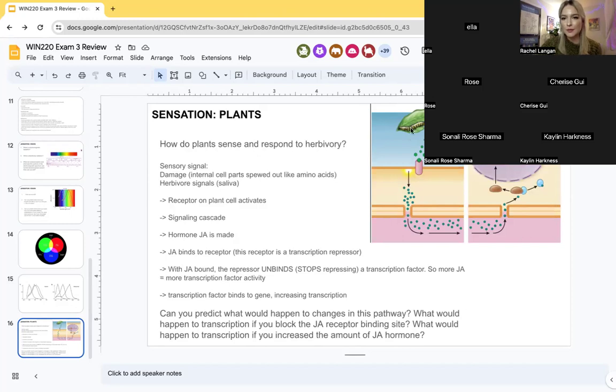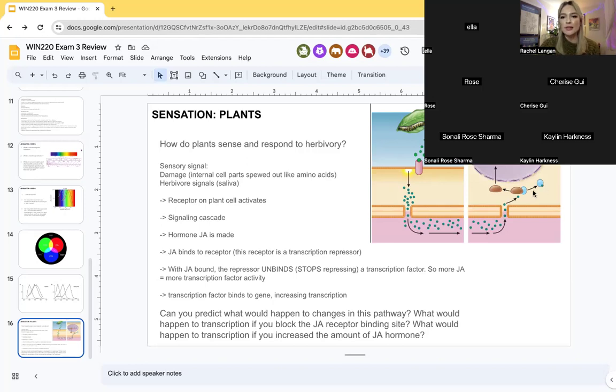So basically, when the plant receives some damage from an herbivore, that's going to cause some response. Say the saliva binds to a receptor on the plant. That receptor causes a signal cascade that results in synthesis of JA. JA can travel within the same cell or to distant cells, because it's a hormone. It will go over and bind a receptor, that is the little blue thing.